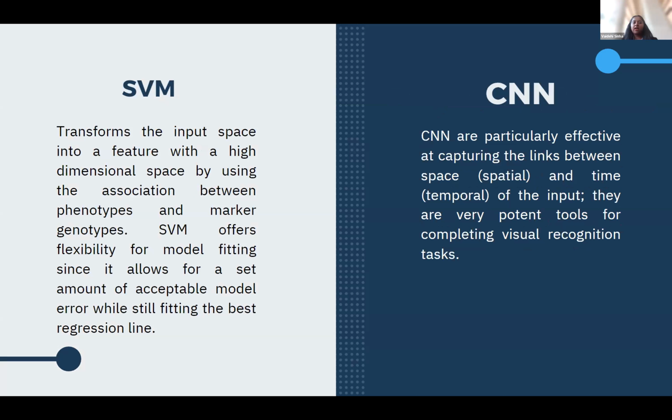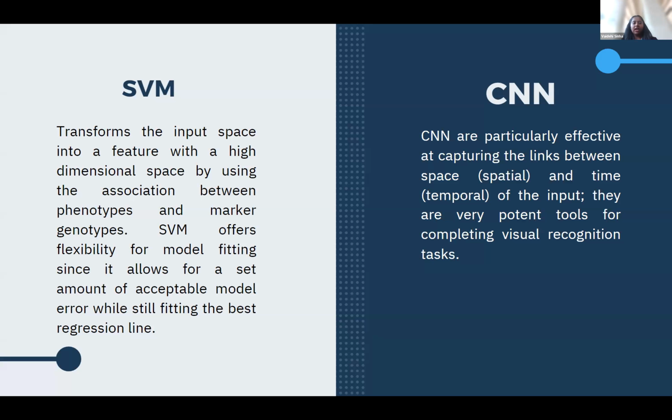Next up, we covered in our literature review the support vector machine. So SVM transforms the input space into a high dimensional feature space by using association between phenotypes and marker genotypes. SVM offers flexibility for model fitting since it allows for a set amount of acceptable model error while fitting the best regression line. Next up is the convolutional neural network, also called CNN. It is particularly effective at capturing the link between space, or spatial, and time, or temporal, of the input, and they are very potent tools for completing visual recognition tasks.